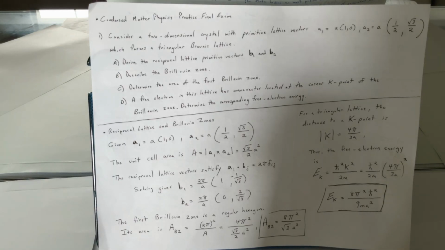For a triangular lattice, the distance to a K point is the magnitude of k, and that comes out to 4π/3a. Thus the free electron energy is E_k = ħ²k²/2m = ħ²/2m (4π/3a)², and E_k is 8π²ħ²/(9ma²). And pardon me if I mispronounce anything, I apologize for that. That's number one. Moving along to number two.